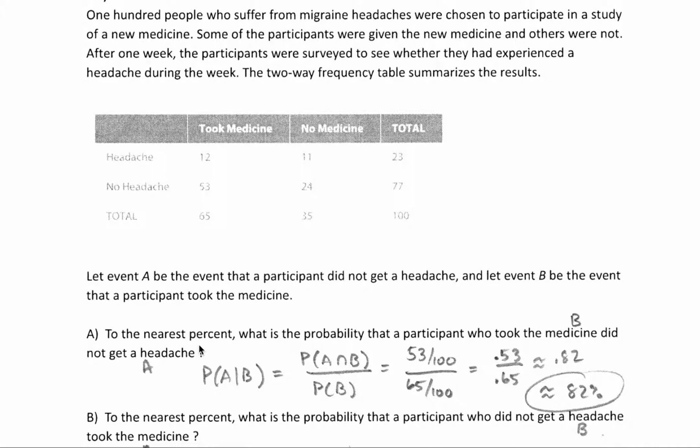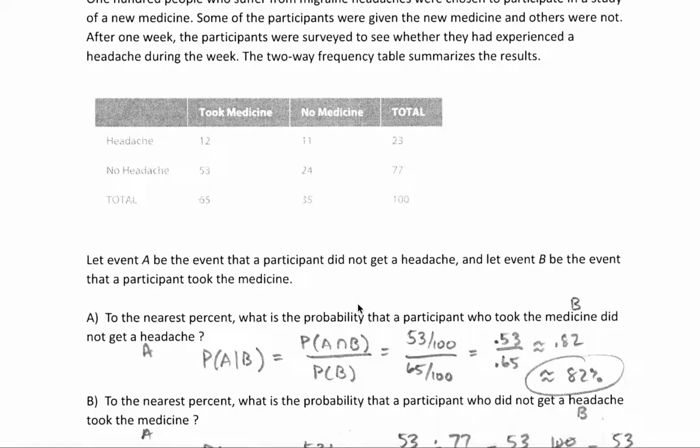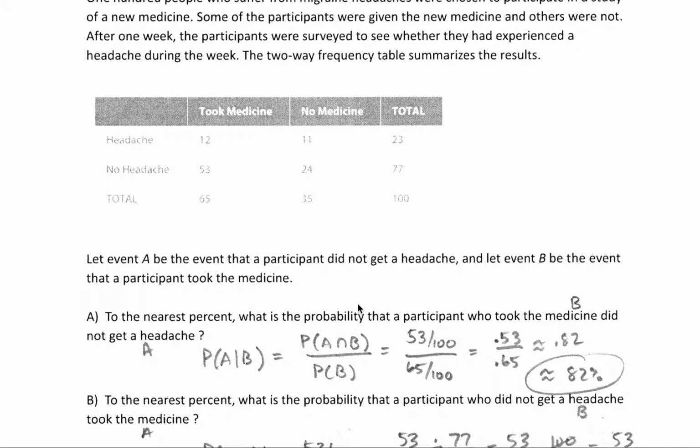Well, let's use our formula first, and then I'll try and explain it without the use of a formula, because sometimes that can kind of get in the way of our thinking. In order to solve this, we'll do our intersection first of those two events. So given the intersection of people who took the medicine and did not get a headache, how many people took the medicine and did not get a headache? Well, here's took medicine. Here's people that did not get a headache. So they come together or intersect right here at 53. So 53 out of 100 total people would be the probability of our intersection there.